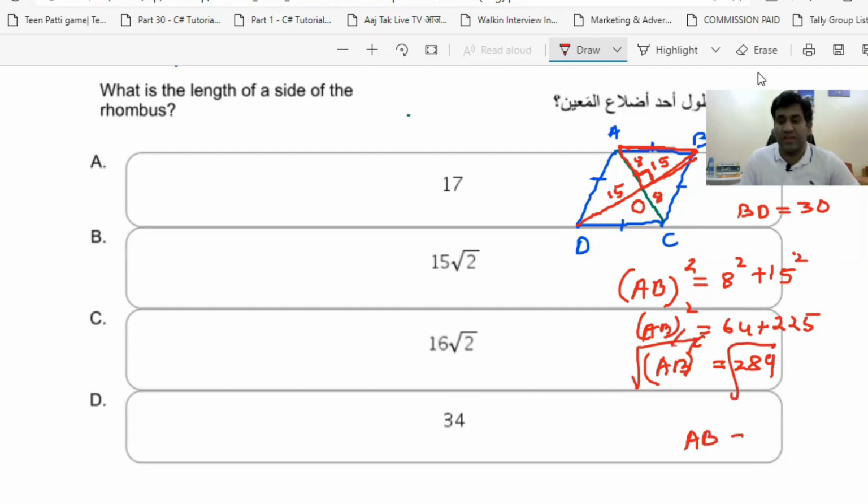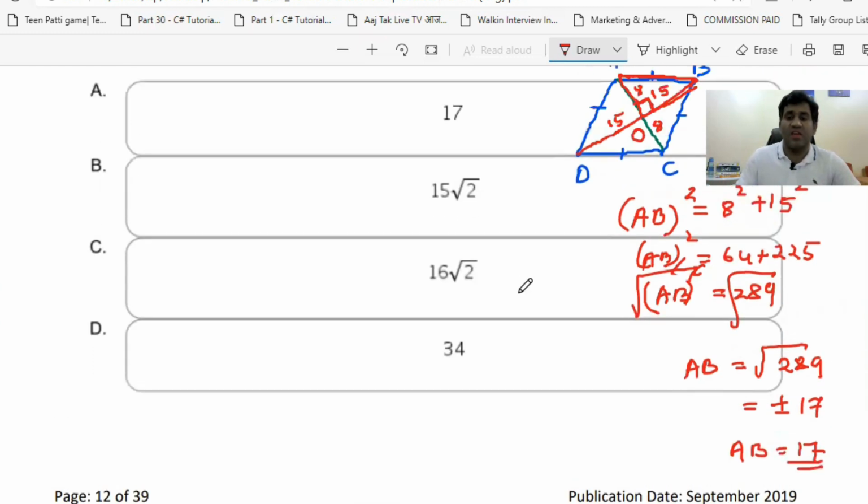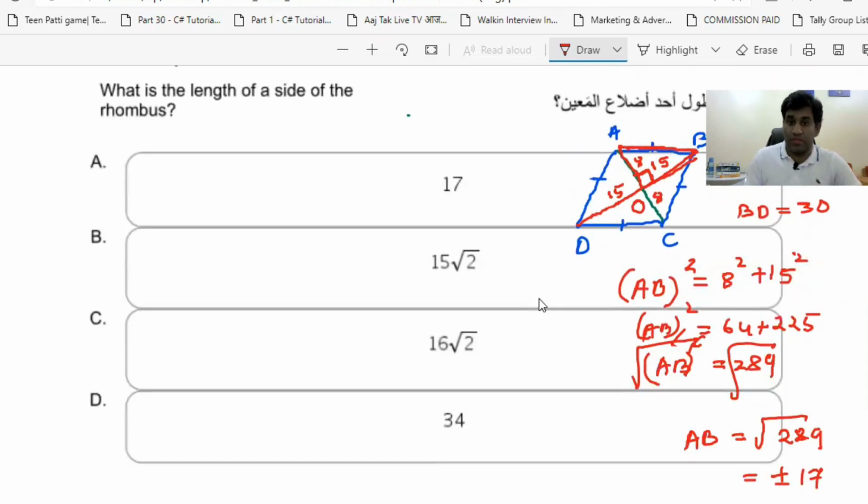We are just left with AB is equal to the square root of 289. That square root of 289 is plus or minus 17. But we are talking about the length of the line segment, and the length can never be negative. So the length of AB is going to be positive 17, which is one of the sides of a rhombus. So A is the right answer here.